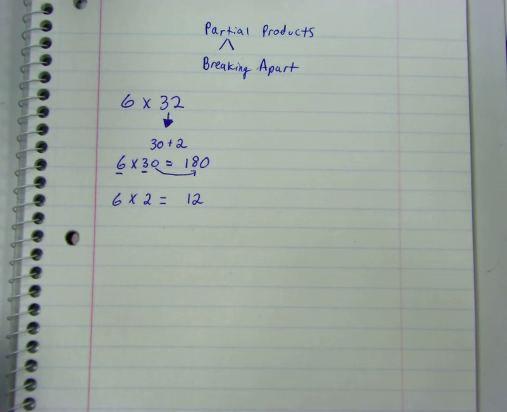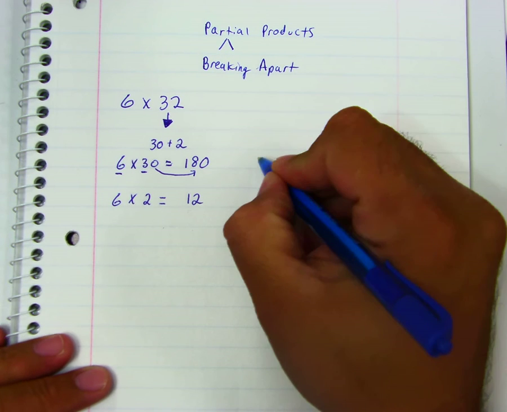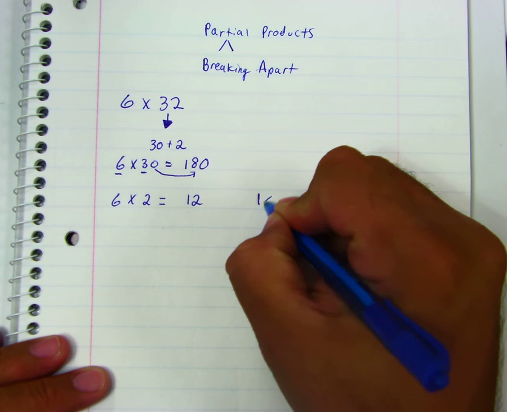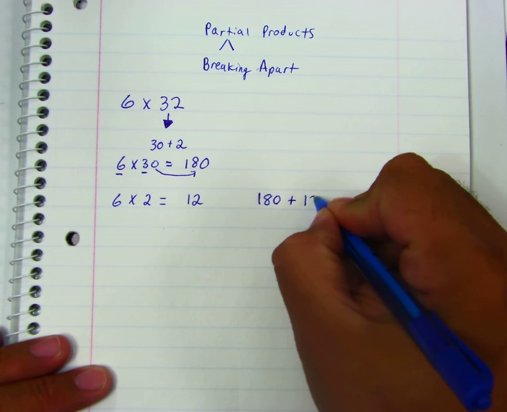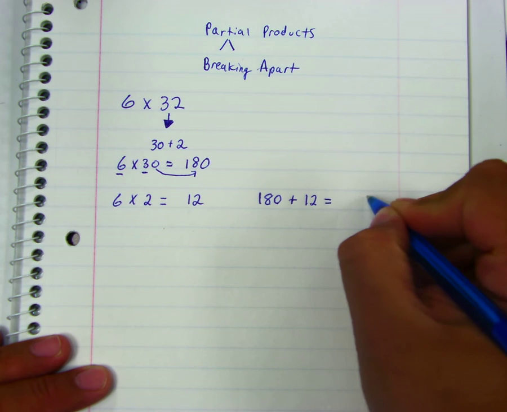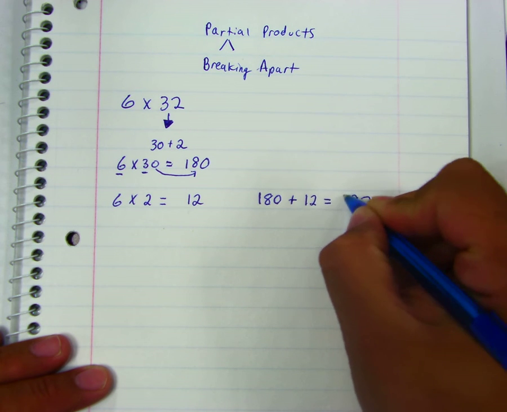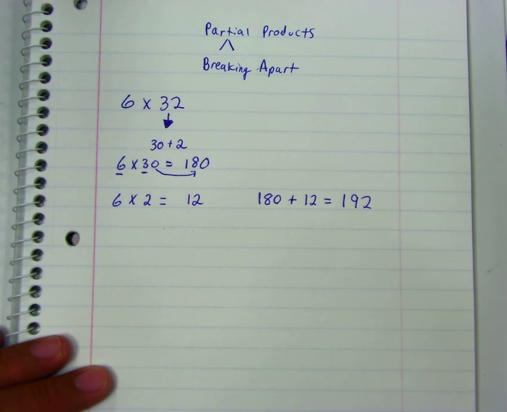Now I have two partial products. I have broken that 32 up into two parts, and I multiplied 6 times 30 is 180. 6 times 2 is 12. Now, I'm not done. What I now need to do is add these partial products together. So I'm going to take 180 plus 12, and that equals 192.